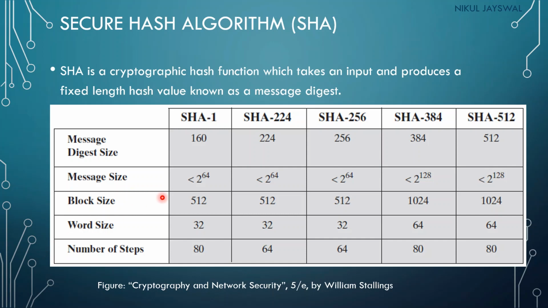You can see here in SHA1, the message digest size is 160. That means the hash value produced by SHA1 will be 160 bits in size.